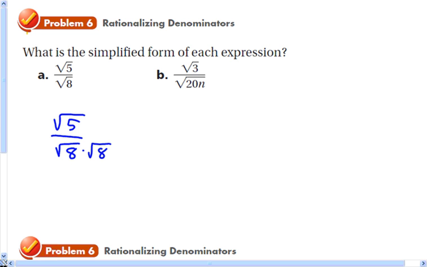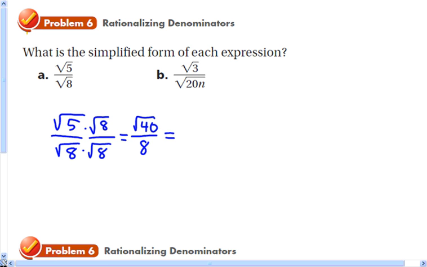Now, when you are changing fractions, the ratio will stay the same as long as you multiply the numerator and the denominator by the same number. And the square root of 5 times the square root of 8 is the square root of 40. And the square root of 8 times the square root of 8 is 8. So now you can see we've eliminated the square root in the denominator, the radical down there.